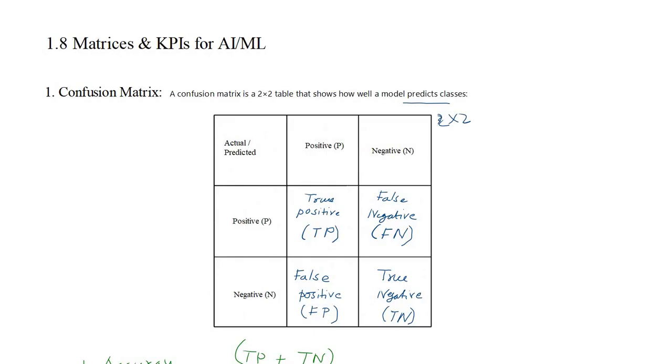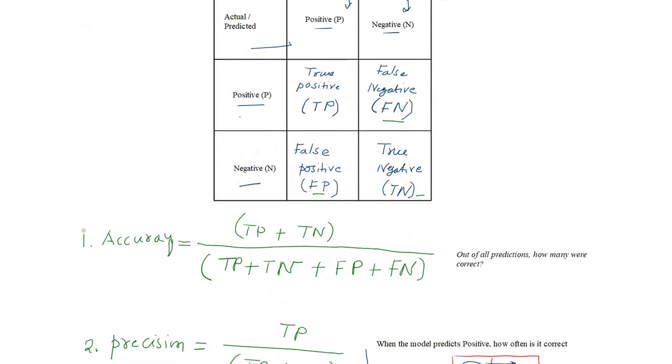It consists of the positive component and the negative component, positive and negative, in the rows and columns. With this, we compute the true positive, which we call TP, and the false negative, which we call FN. For the false positive, we get FP, and true negative is TN. From this confusion matrix table, we find the accuracy.